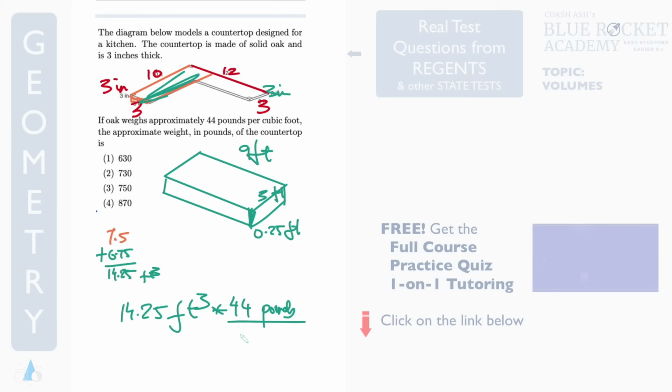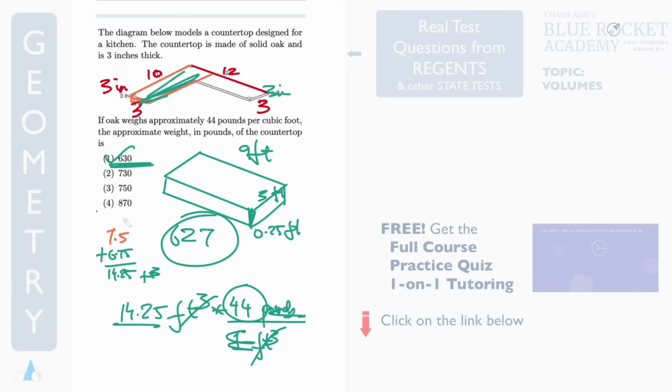Per means divided by, right, 1 feet cubed. So the feet cancel out, and you just multiply this 14.25 times 44. You can ignore the 1 pounds, which gives you 627 pounds as your answer. And so therefore choice 1 is the correct answer.